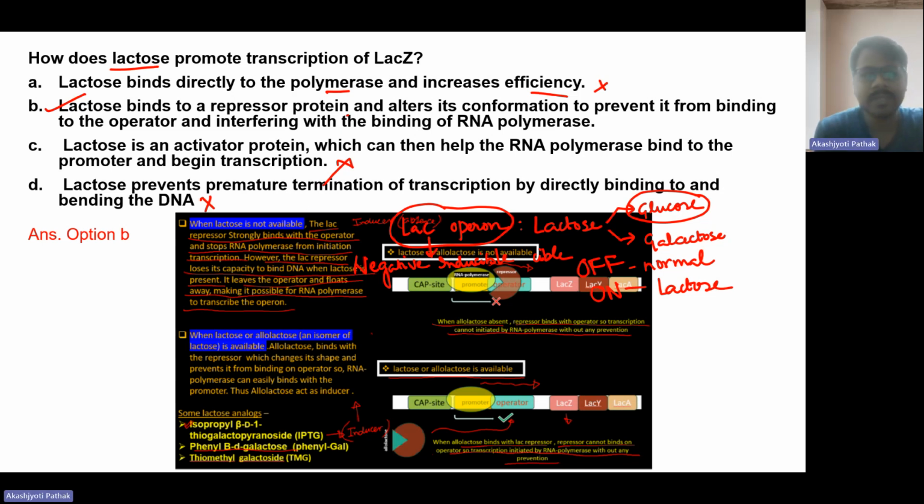So when lactose is present, this repressor will lose its capability to bind to the operator and floats away, making it possible for RNA polymerase to transcribe the operon. When lactose or allolactose is present, it will bind to the repressor and change its shape, preventing it from binding to the operator, so that the RNA polymerase can easily bind with the promoter and cause transcription of subsequent genes. So allolactose acts as an inducer. This has been explained in this figure as well.